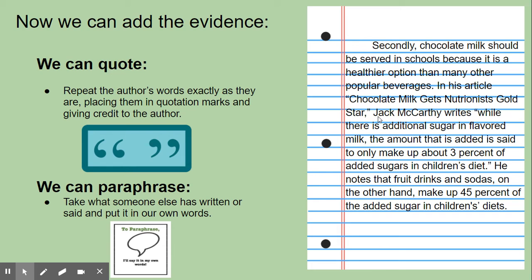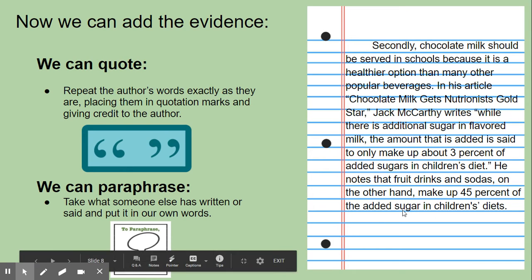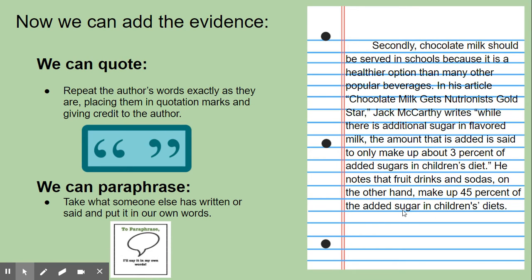All right. So I said Jack McCarthy writes, "Well, there's additional sugar in flavored milk. The amount that is added is said to only make up about 3% of added sugar in children's diet." So I quoted exactly here. He notes that fruit drinks and sodas, on the other hand, make up 45% of the added sugar in children's diets. So I paraphrased at this part. I used quoting and paraphrasing for the same piece of evidence.